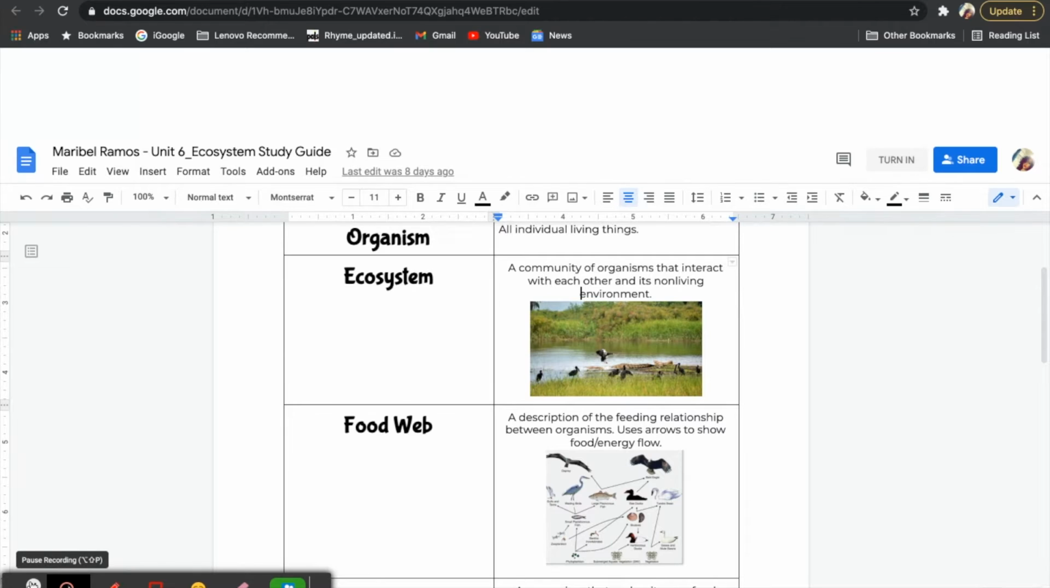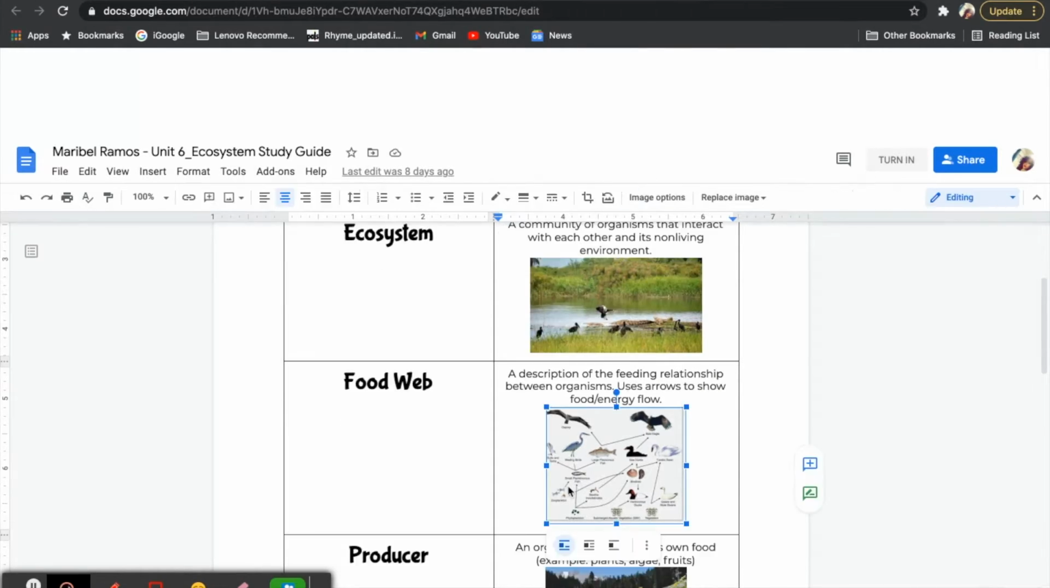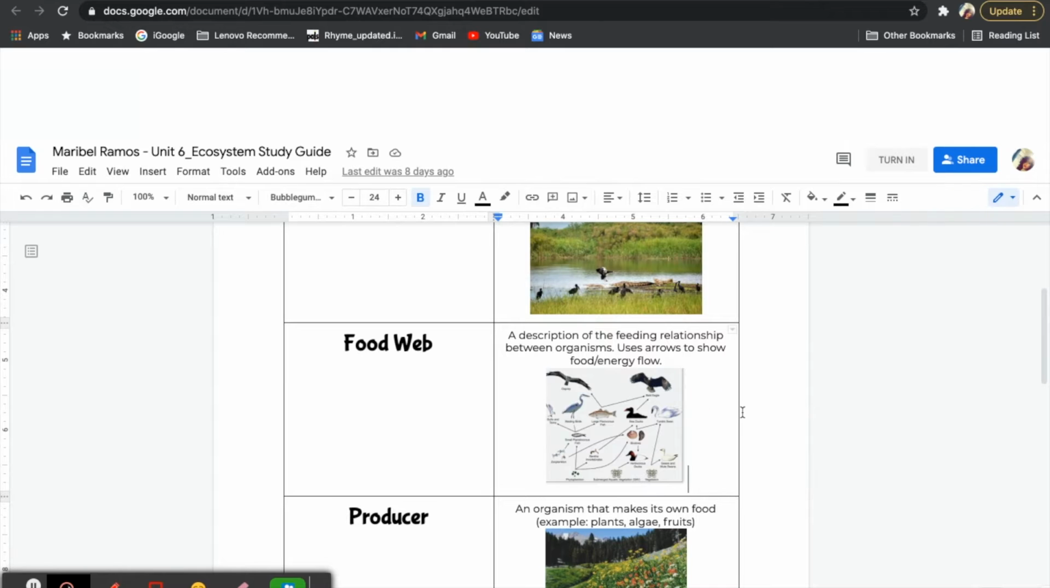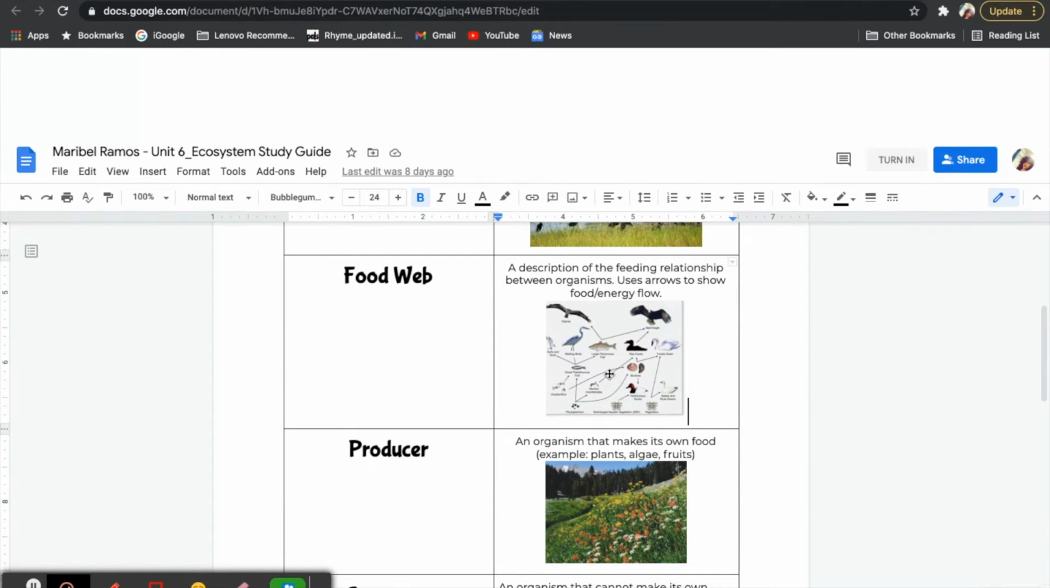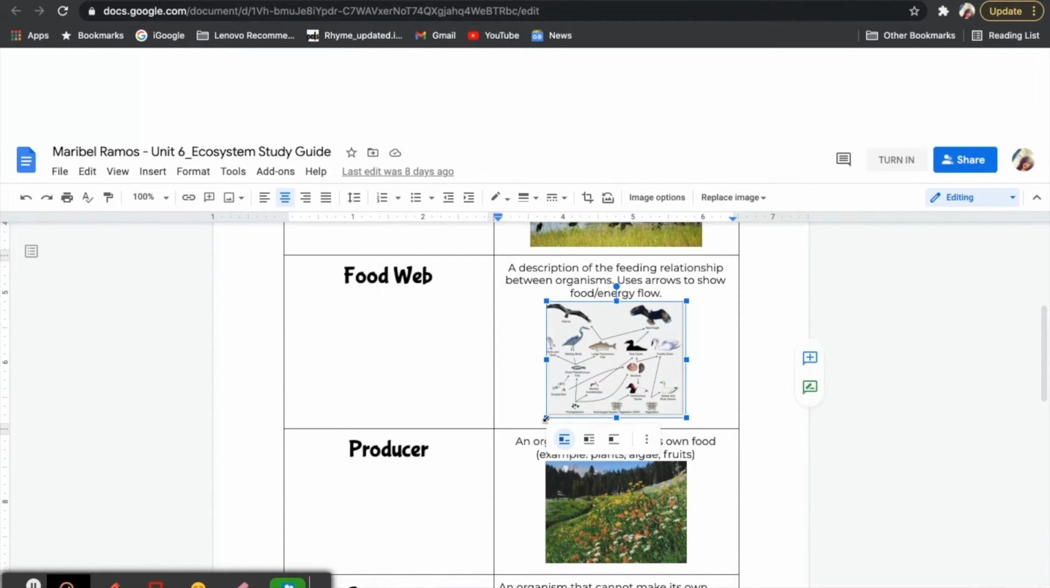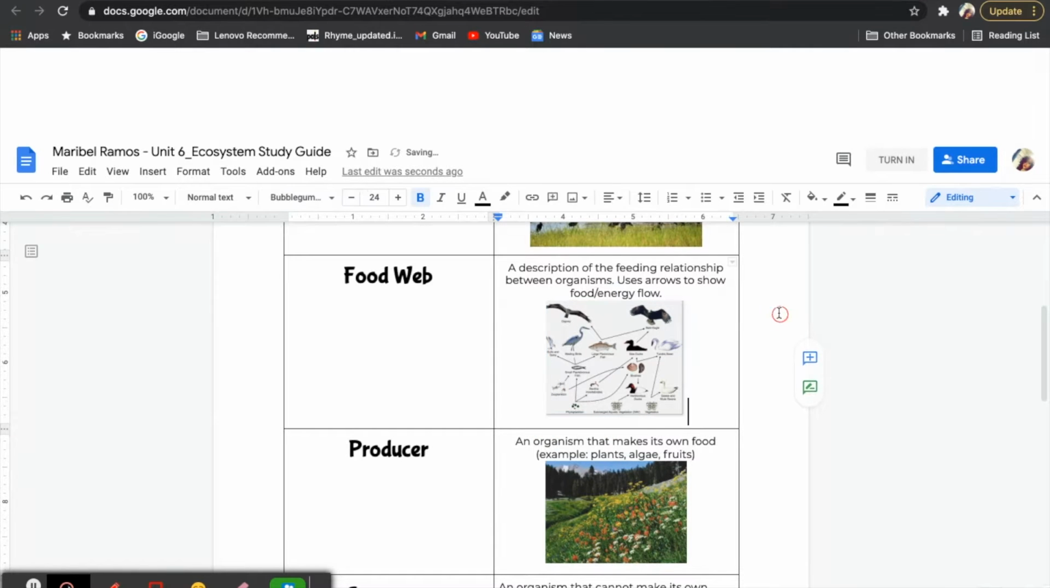Now, within those ecosystems, there are different food webs. Food webs are a tool that describe how different organisms relate in each ecosystem. Food webs have arrows that show who is eating the food and how the energy is being transferred. Now, within a food web, different organisms can play different roles.